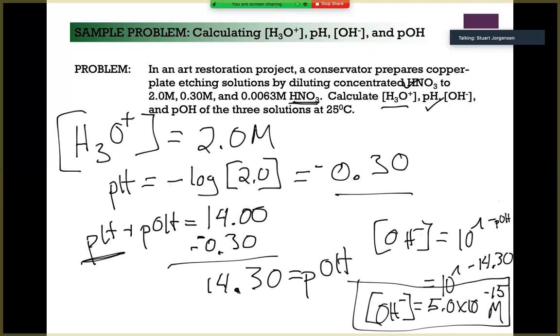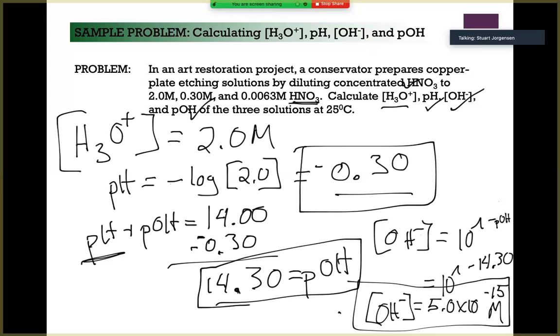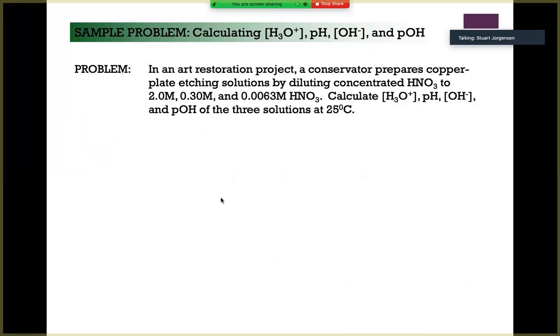Cool. So sorry, let me box all my answers here. We got hydroxide concentration and pOH. Cool. So here's our hydroxide. Here's our pOH. Sorry, this one got kind of messy. Here's our pH, and here's our hydronium concentration. Cool. Try the other ones. Let me clear this off.